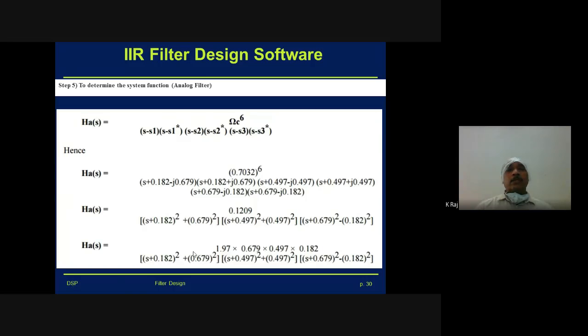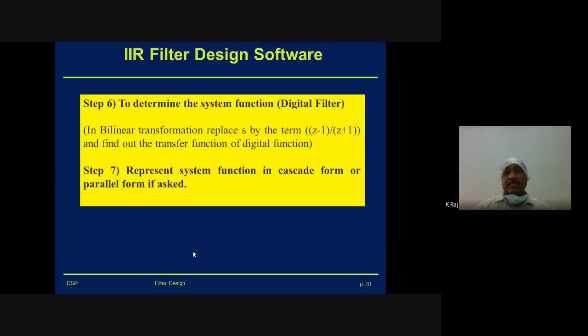Now to determine the digital system function, what is the next step? We will utilize the bilinear transformation or any other type of transformation in order to transform H(s) into H(z). And what is the specialty of the transformation? During the time of finding a relation between S and Z, we have to maintain the concept that the system should be stable in the S domain as well as in the Z domain. So accordingly we will derive a formula, and according to that formula we will transform H(s) into H(z). That is how S will be replaced, and after this replacement of S, we will get H(z). That H(z) is the transfer function of the filter in the digital domain.